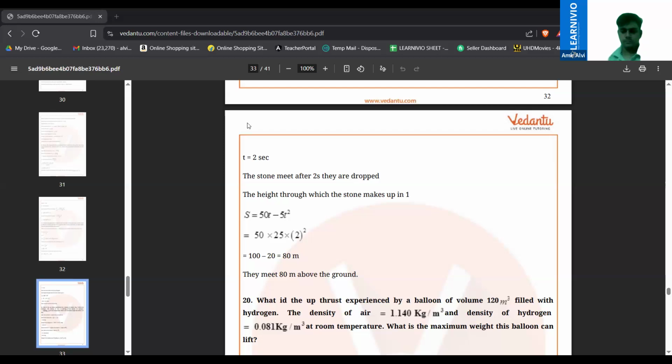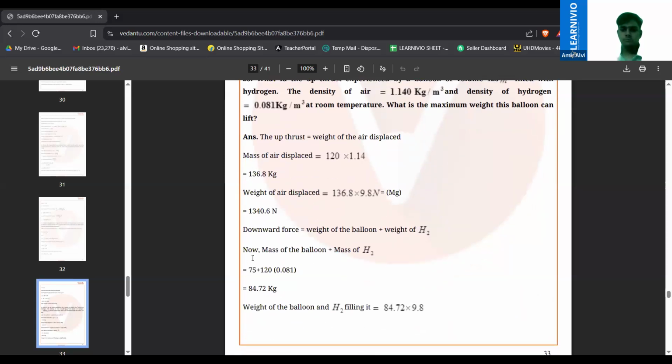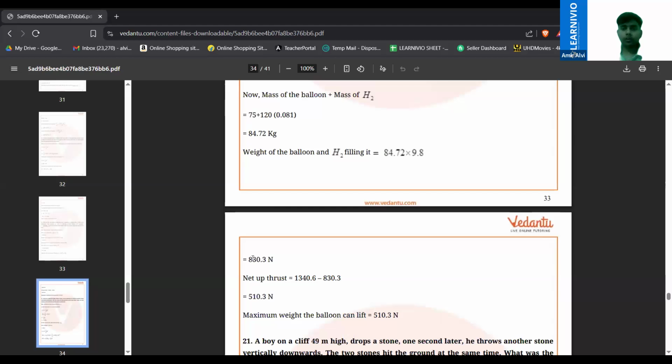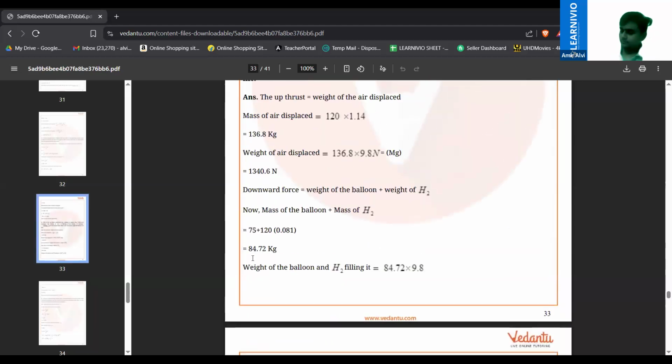So is it 1245.3? 245.3 Newton? No, Harshita. Please check your calculation.